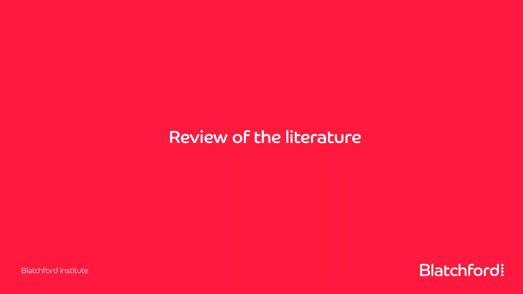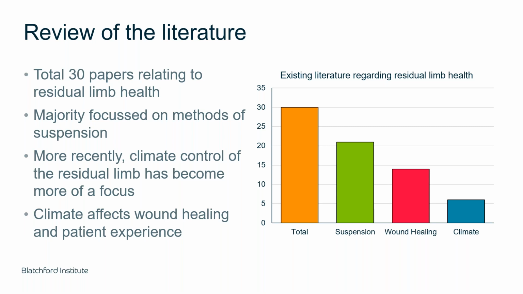Thanks, Mike. Hi, guys. So like Mike said, I'm going to take you through an overview of the literature that's available and then how it helps us make decisions on design and prescription. When we do a review of the literature, there are about 30 papers that come up that relate to the health of the residual limb and where the effect of a prosthetic intervention is examined.